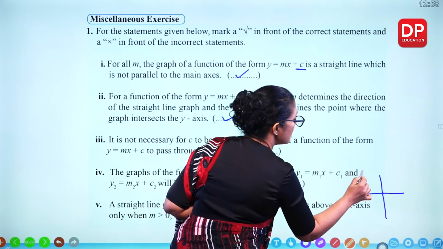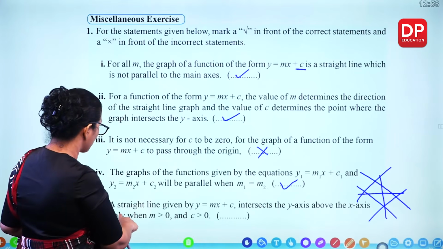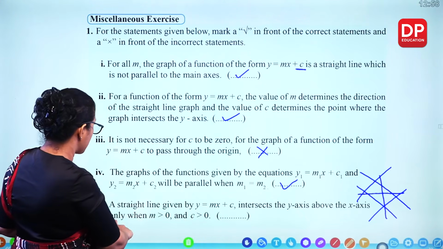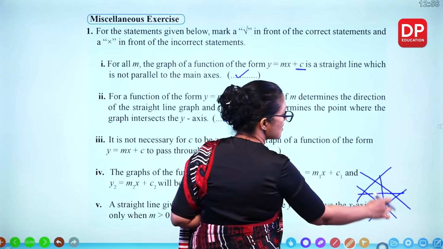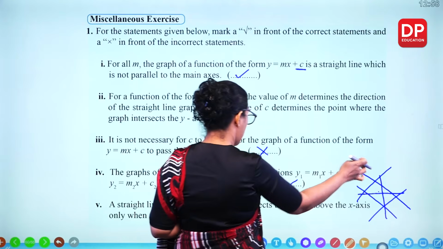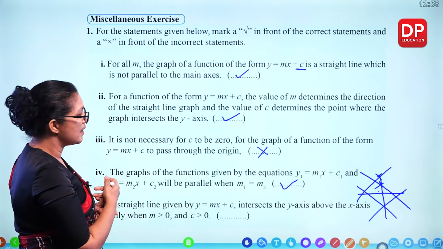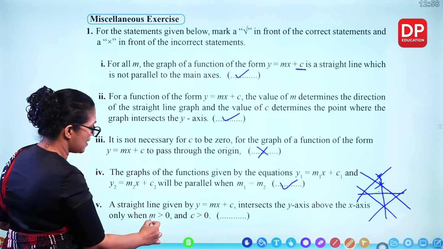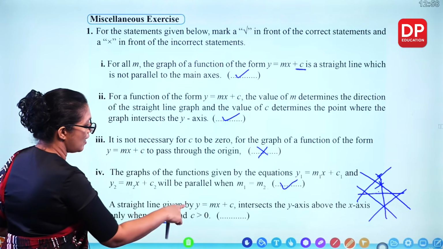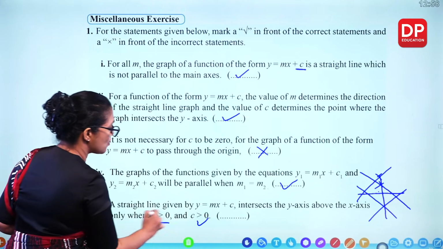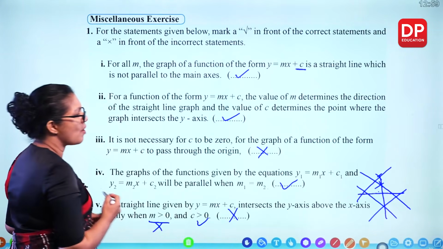Here, this can be here, here, here, here, any place. Above the x-axis, intersects the y-axis, above the x-axis. That means here. Only when m is greater than 0? No. You can get it with m less than 0. And c greater than 0 means this is okay, but this is wrong. That means the whole statement is wrong.